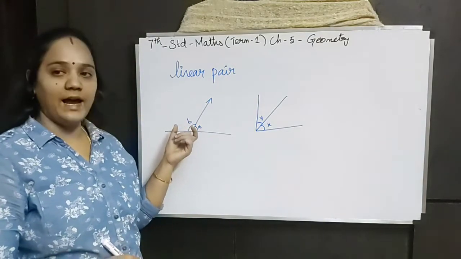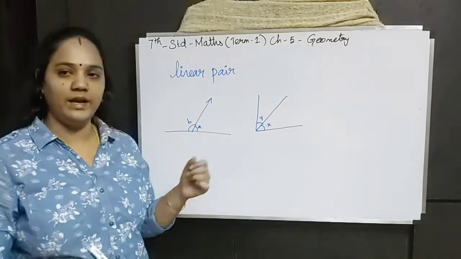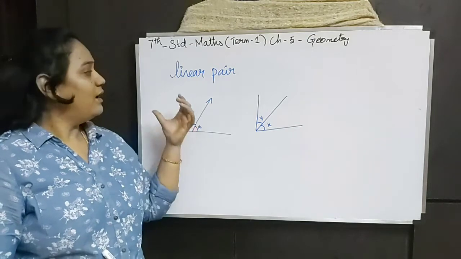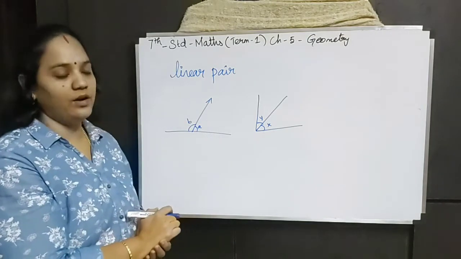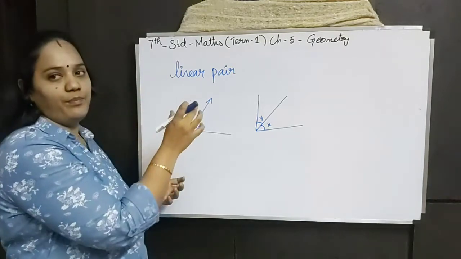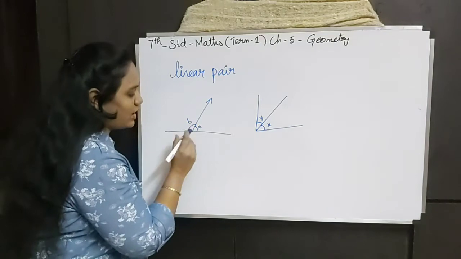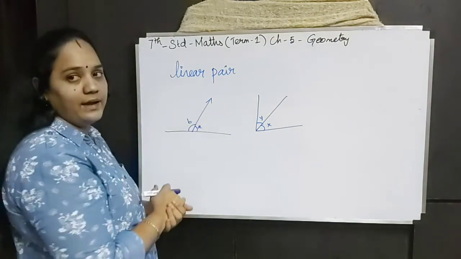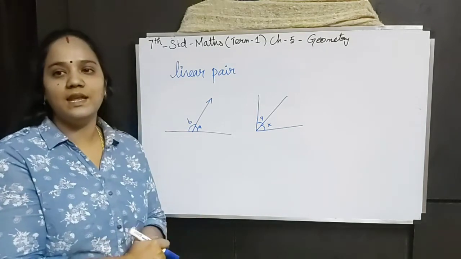If we are adding these two angles, and if we get 180 degrees, that means it is a linear pair. These two angles lie on the line, so they are known as a linear pair. These two angles form a line. If we are adding these two angles, it means it is a line. A pair of angles that lie on a line is known as a linear pair.